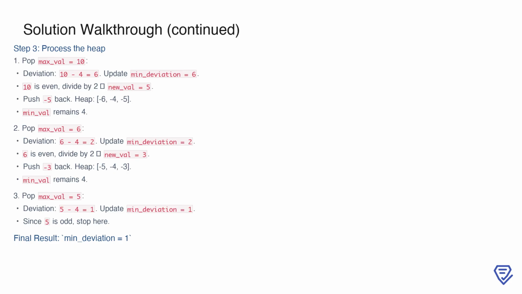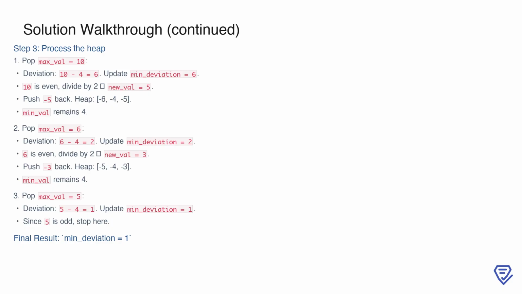The deviation between 10 and 4 is 6, so we update min_deviation to 6. Since 10 is even, we divide it by 2 to get 5 and push its negative back into the heap. The heap now contains -6, -4, -5, and the smallest value remains 4.